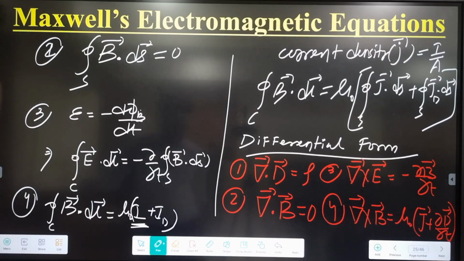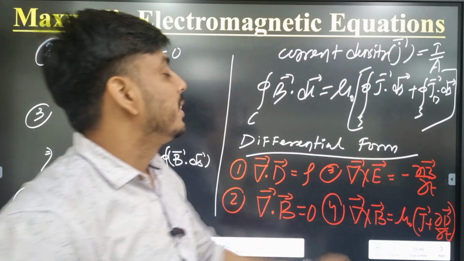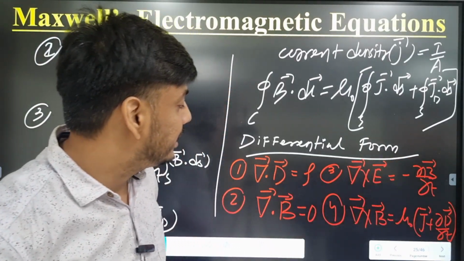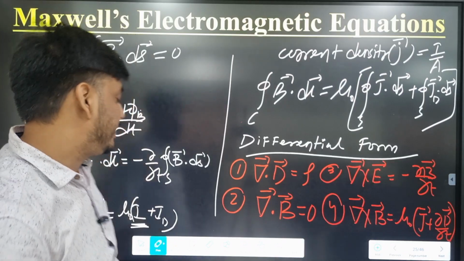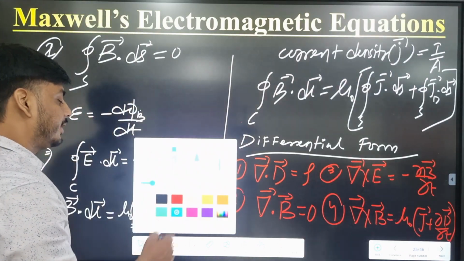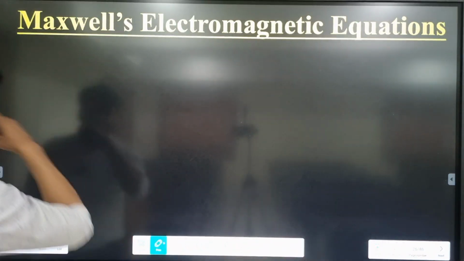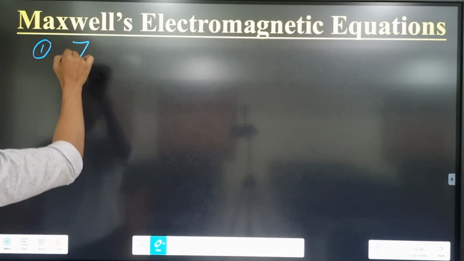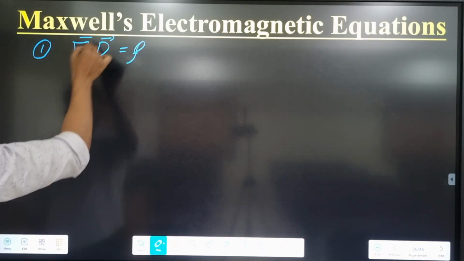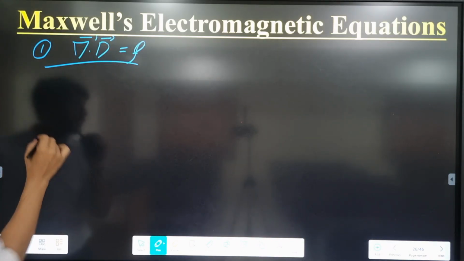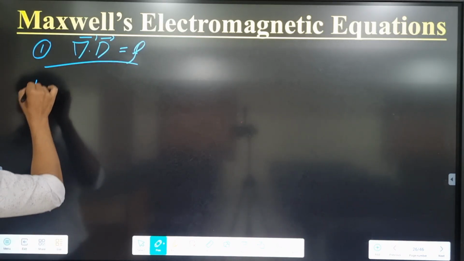So the differential equations are del dot D equal to rho, second, del dot B equal to 0, del cross E equal to minus del B by del t, and del cross B equal to mu naught J plus del D by del t, where D is the electric displacement vector. Now we are going to derive equation 1, del dot D equal to rho. We will derive it from the basic equations, from the integral form of Gauss law.